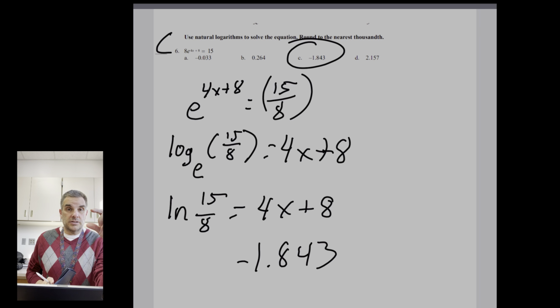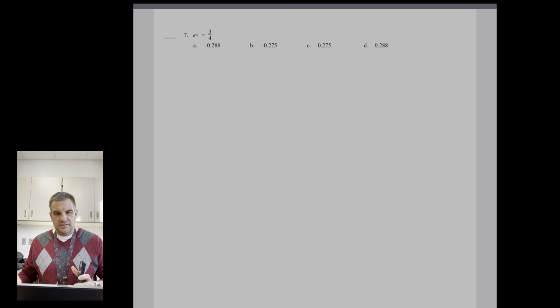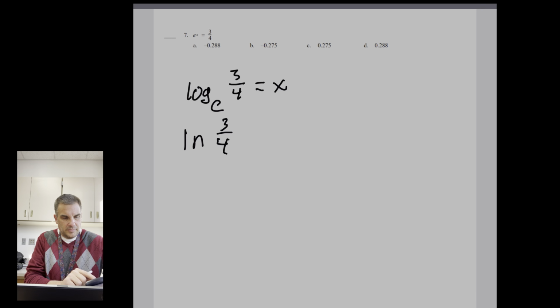Okay, so isolate first. Whatever's being raised to the power, you've got to get those taken care of first, and then you can go from there. Number 7. Okay, it's already isolated, so it's in exponential form. So log base e of 3/4 is going to be x. So really you're just doing the ln of 3/4. ln of 3/4 is negative 0.2876.